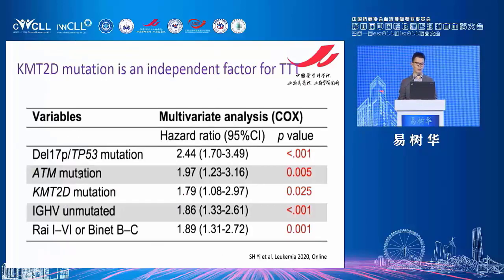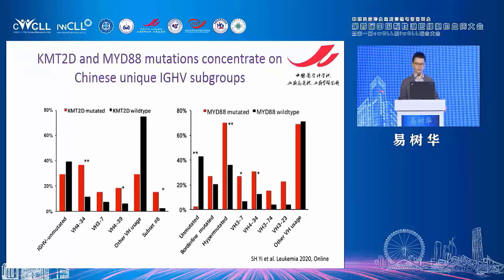And these mutated genes are also associated with shorter time to the first treatment. So KMT2D is also an independent factor for the time to first treatment. That means that KMT2D may be a functional mutation. Now, although there was a high incidence of KMT2D and MYD88 mutation in our cohort, we still cannot say that these are unique mutated genes.